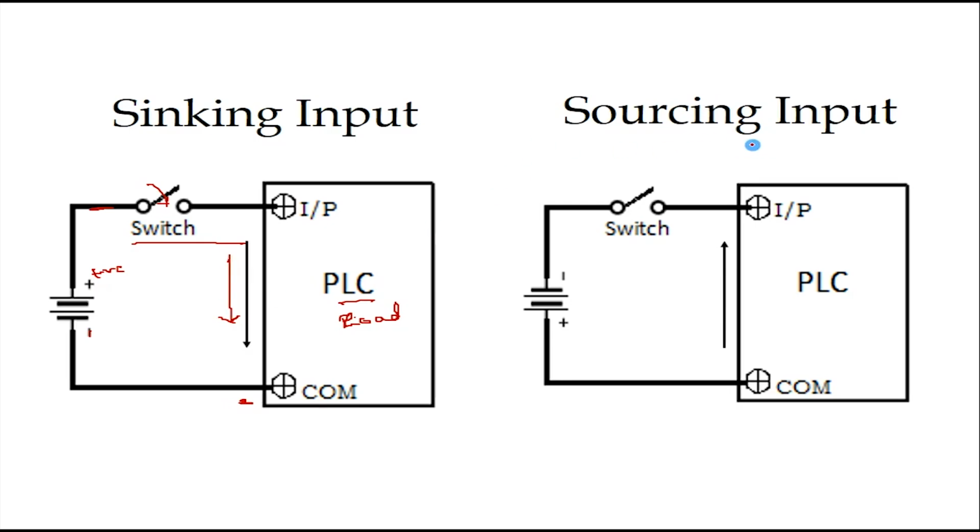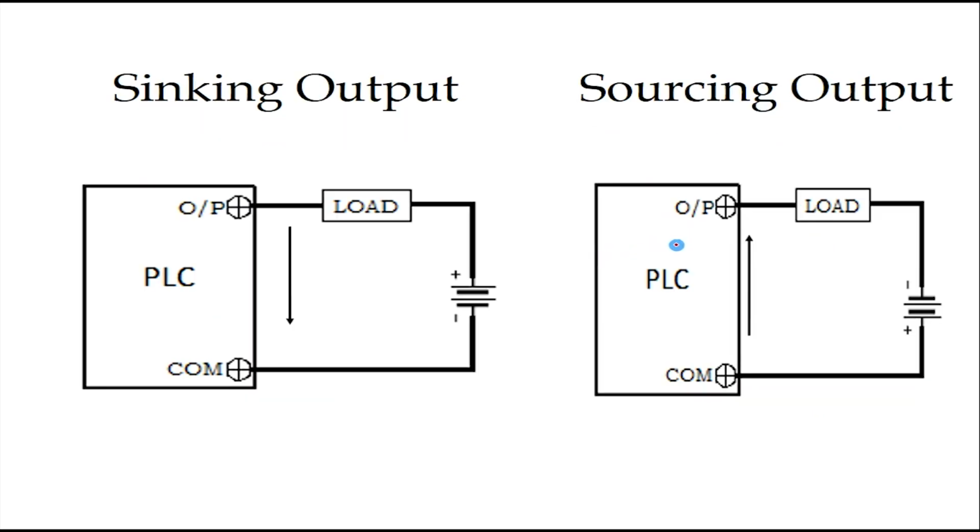But when it comes to the sourcing input connection, the switch terminal will be connected to the negative power supply and a positive power source will be connected to the common terminal. Here, the PLC will be the load. Whenever the switch is turned on, the power will start flowing through the common terminal to the PLC and then to the switch.